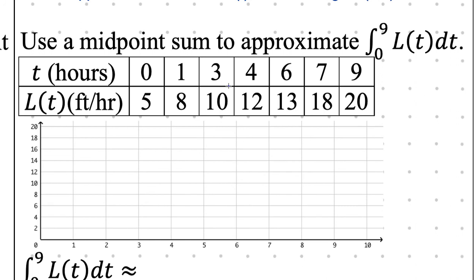So I'm giving you a ton of points now. Let's write them all down. 0, 5, right there. 1, 8, right there. 3, 10, right there. 4, 12, and if you haven't figured it out, I'm just using these table values. 6, 13, 7, 18, and 9, 20.